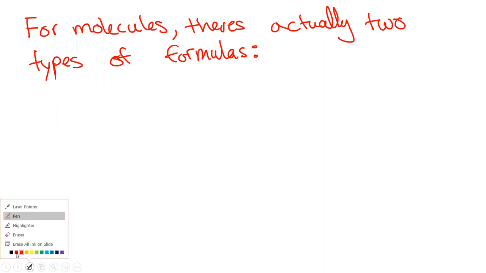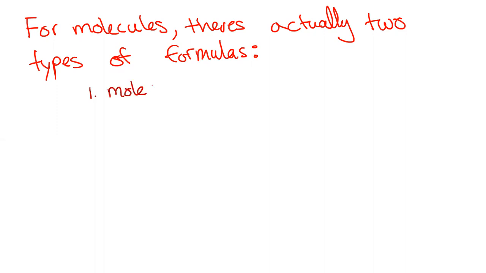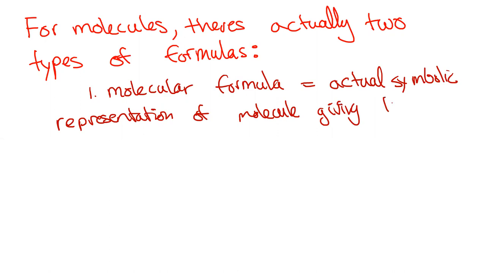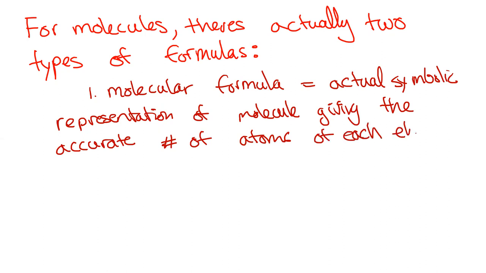The one that we've talked about before is the molecular formula. This is the actual symbolic representation of the molecule, giving the accurate number of atoms of each element within the molecule. So that's what you'd expect. It's the symbolic representation of the molecule. Straightforward. Okay.